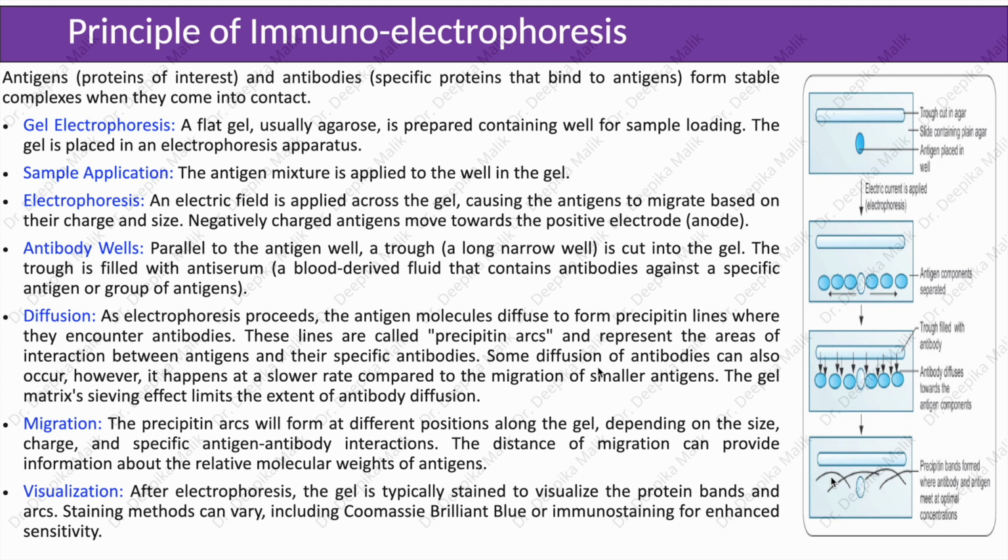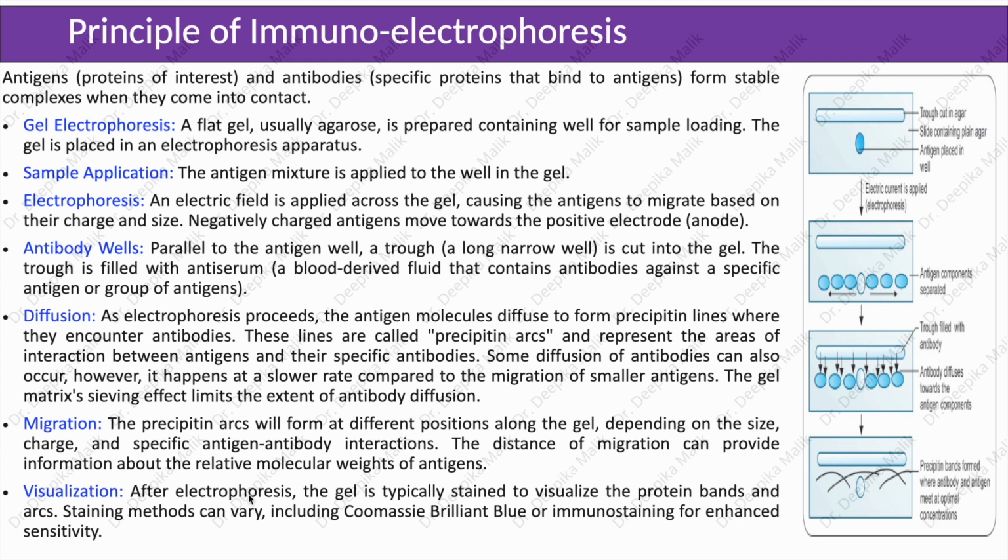Some diffusion of antibodies can also occur, however, it happens at a slower rate compared to the migration of smaller antigens. The gel's molecular sieving effect limits the extent of antibody diffusion. Migration: the precipitin arcs will form at different positions along the gel, depending on the size, charge, and specific antigen-antibody interactions. The distance of migration can provide information about the relative molecular weights of antigens.